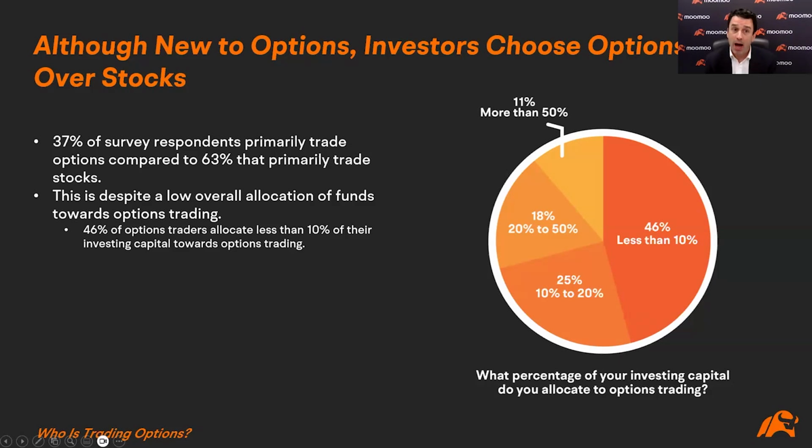And although many are new to options, a lot of investors are choosing options over stocks. Not all of them, but 37% of survey respondents primarily trade options compared to 63% in stocks. And this is despite a lower overall allocation of funds. 46% of options traders allocate less than 10% of their investing capital towards options trading. And maybe I'll get to Vince here and ask him now, what are some of the reasons for the increase in options trading among retail investors?